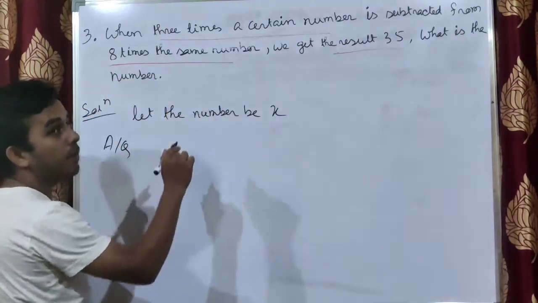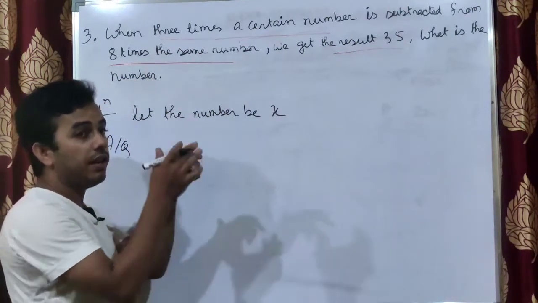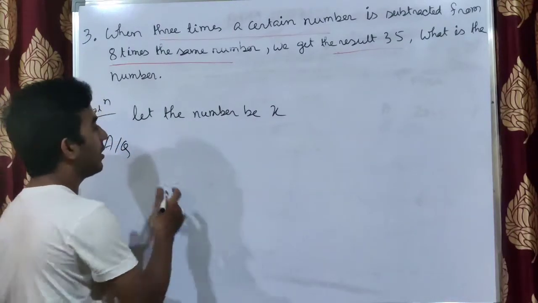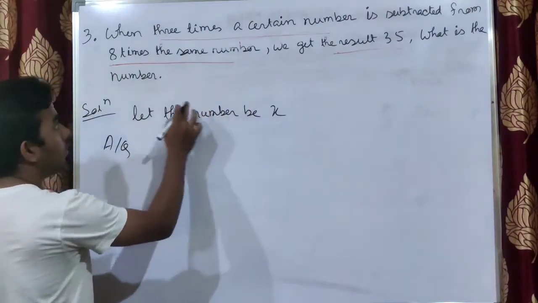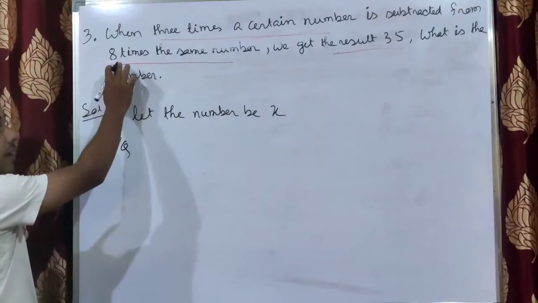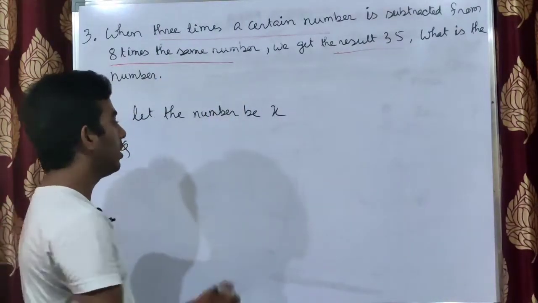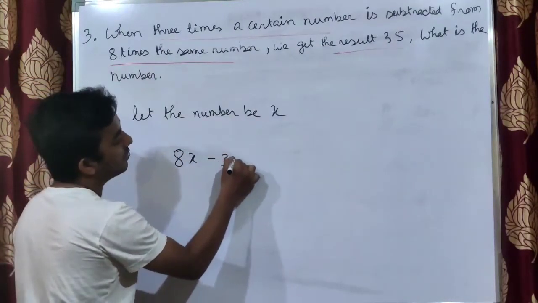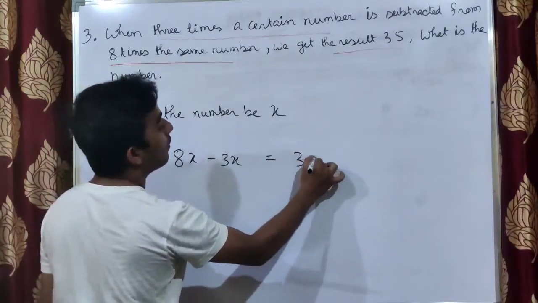From 8 times the same number, मतलब इससे हम 8x से हम क्या subtract करेंगे? 3x, right? So as the number is x, so the number is what? 8 times the number means 8x and 3 times the number means what? 3x. So according to question, 8x minus 3x. The result is what? The result is 35.